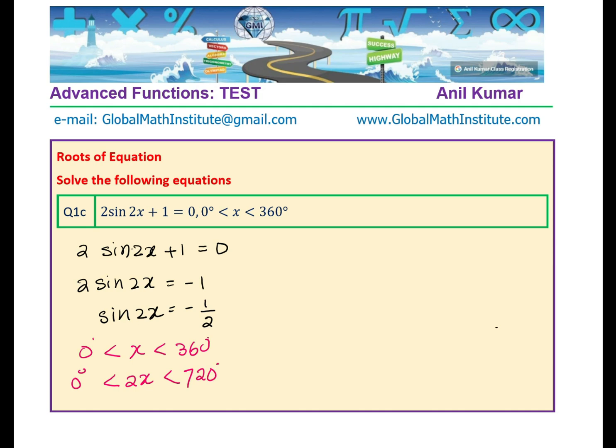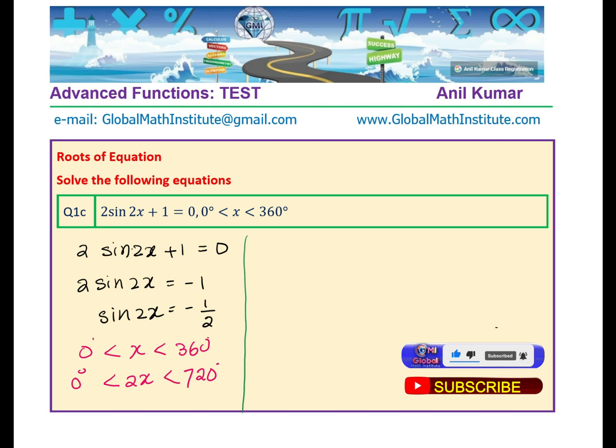So within one period of normal 0 to 360, we'll have 2 cycles. And within these 2 cycles, we'll have 4 solutions for the given equation. So you need to find 4 solutions of the given equation. That's kind of very important to understand.